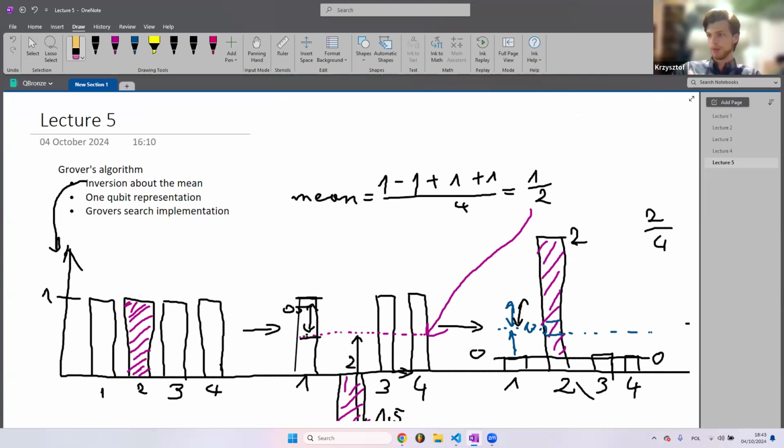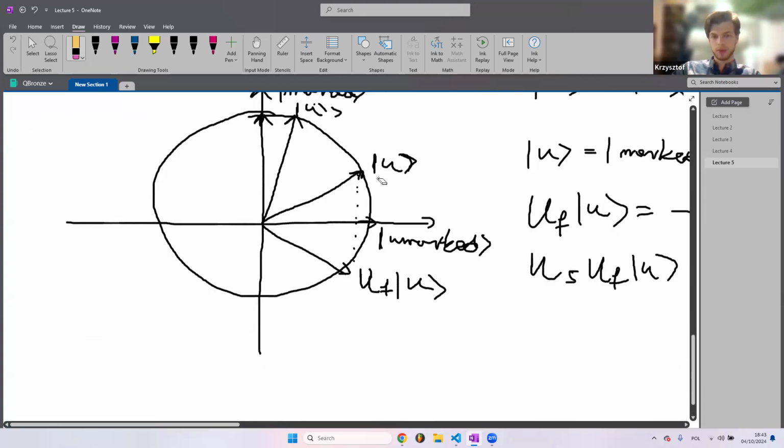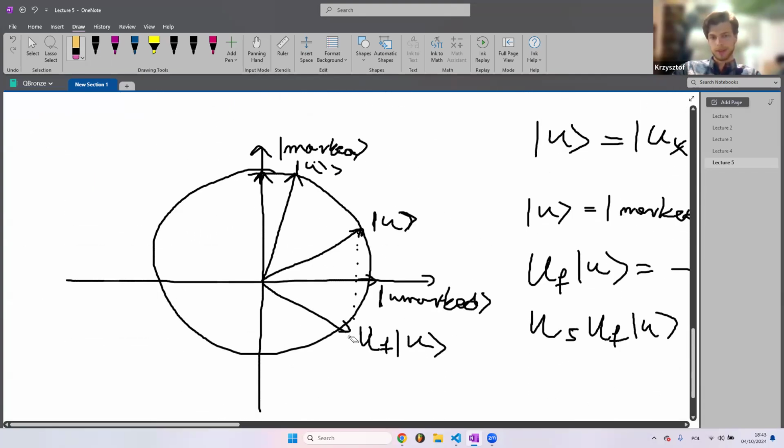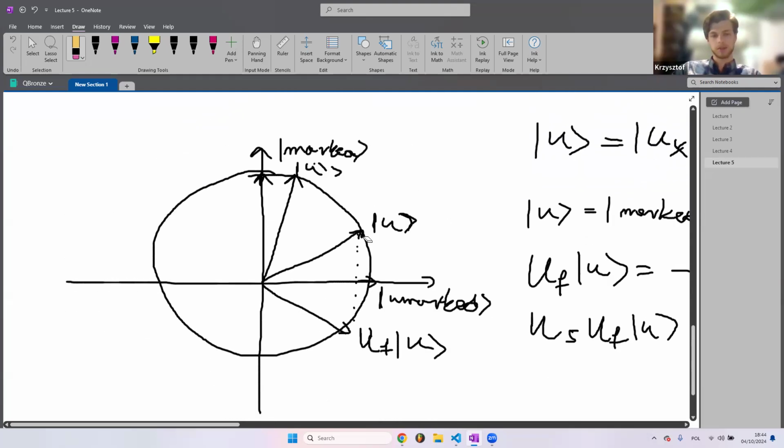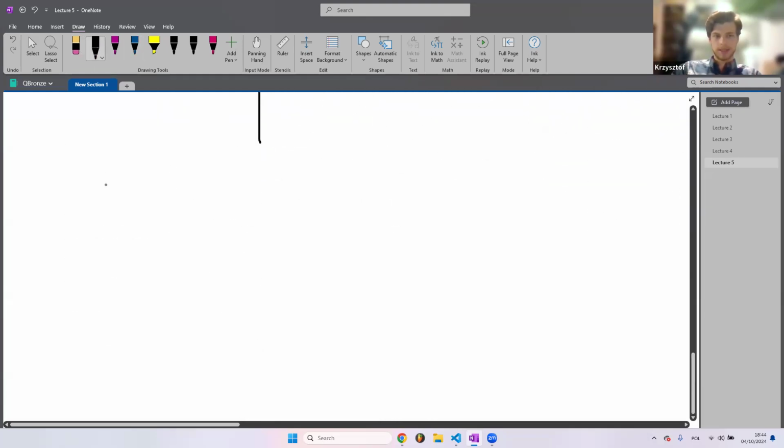But one quick note before we start is that the number of iterations you need to do so that the U vector gets as close to the marked vector as possible is pi square root of n over 4, and this expression will also appear in the notebooks.